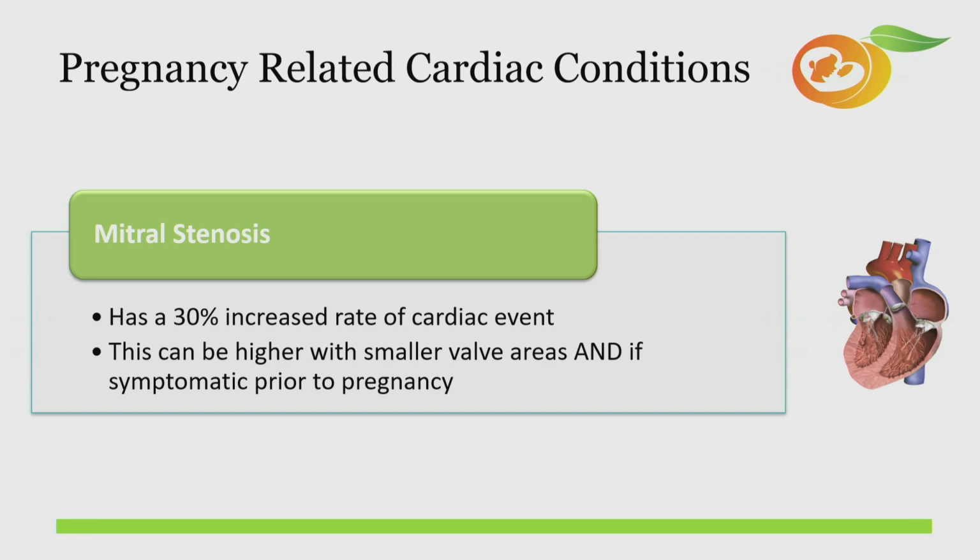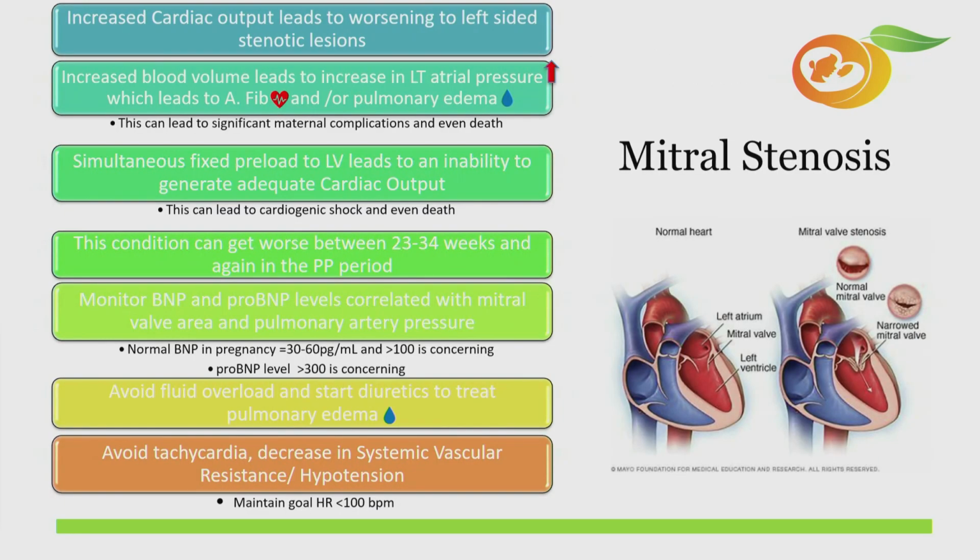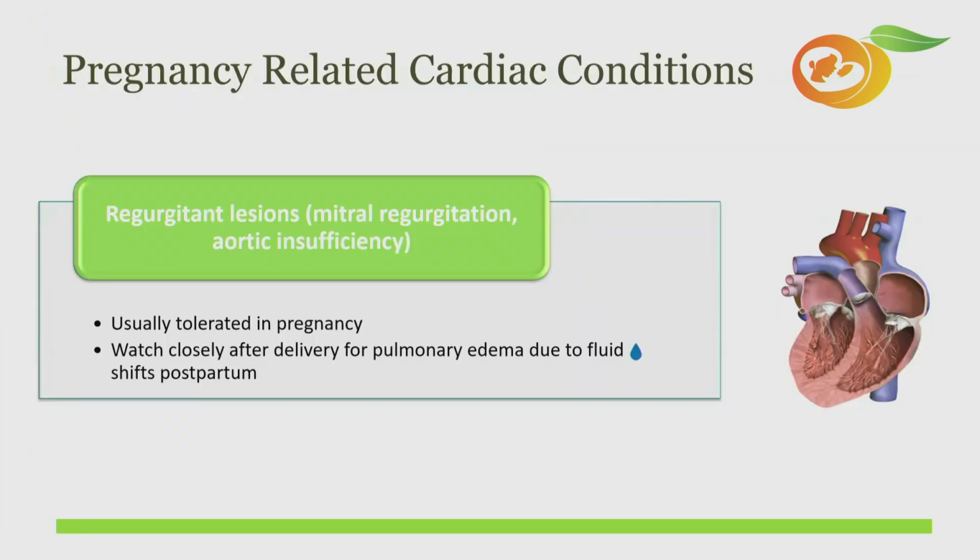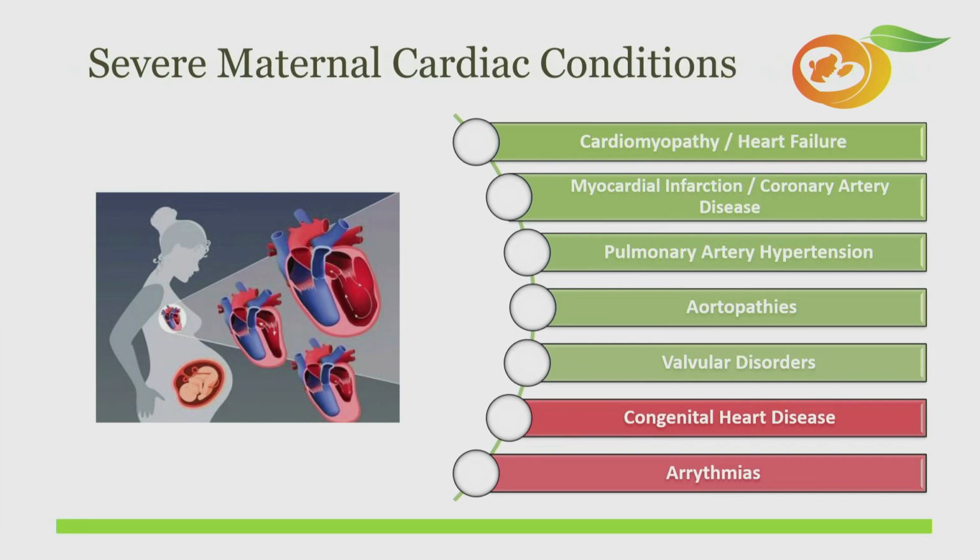Mitral stenosis tends to be a little bit better tolerated, so not as likely to have a maternal death, but they still are at 30% risk of an event. You should still be aware. I'm not going to go through all these, but it can still lead to cardiogenic shock and even death. The regurgitant lesions, though, are usually pretty well tolerated. Aortic regurg, tricuspid regurg, mitral regurg are usually very well tolerated. Those are not so much ominous, but the stenotic lesions, again, S for scared.